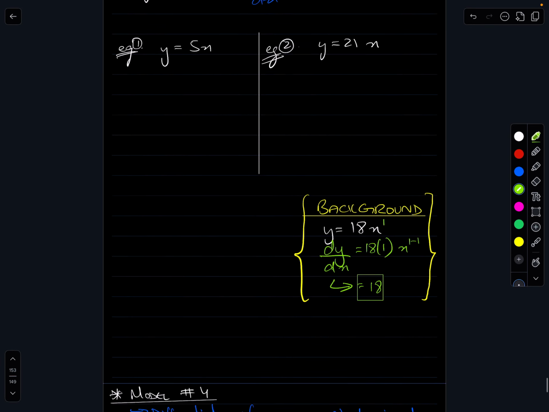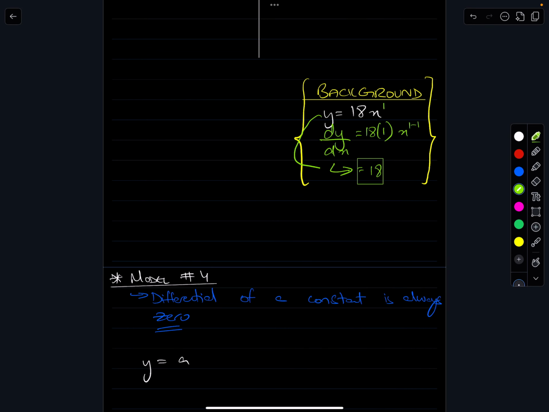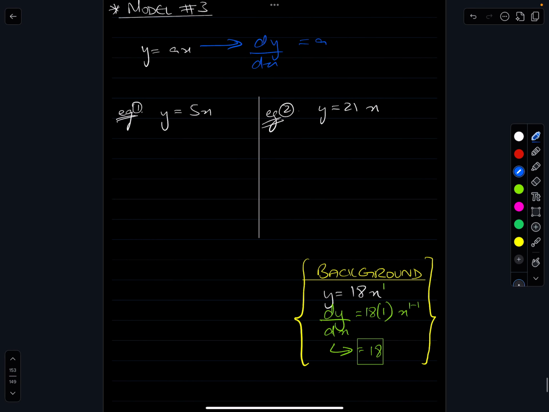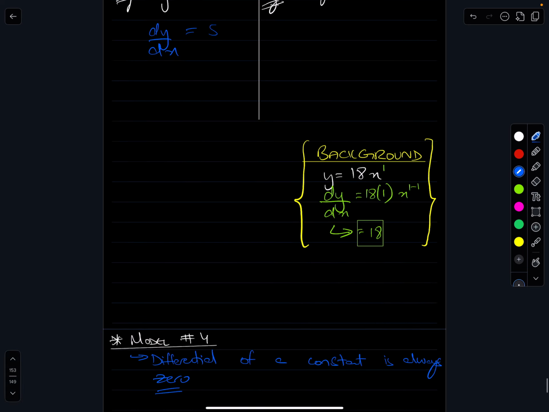You can simply skip the steps and write down 18 simply. In these cases too, so y is equal to 5x. It's a linear, so dy by dx will simply be 5, and you know the background.